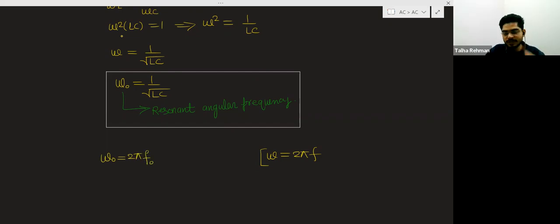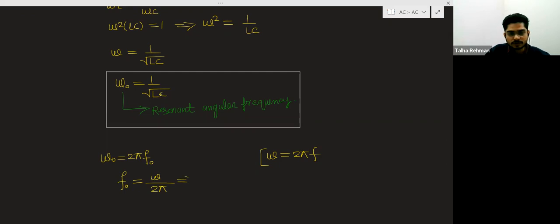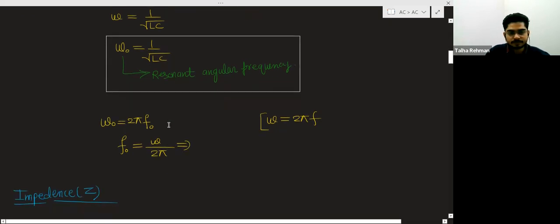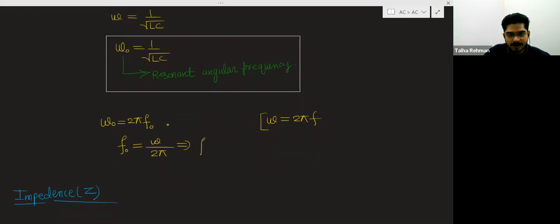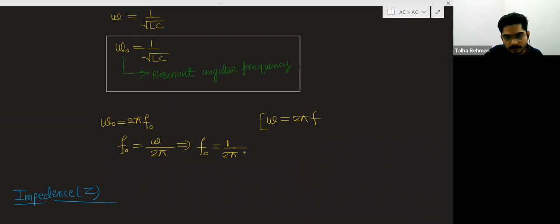F naught is the frequency at resonance. So from f naught we can find omega divided by 2 pi. What is the value of omega? Omega is 1 upon under root LC. So the frequency f naught is equal to omega over 2 pi, which is 1 upon 2 pi under root of LC. It is better to write it this way. It will look good.